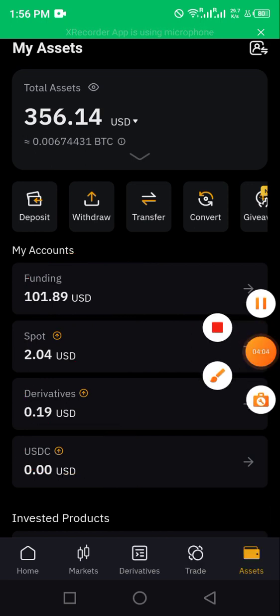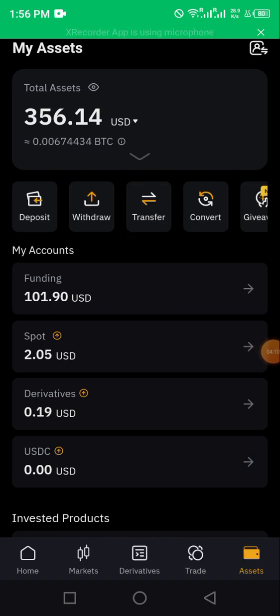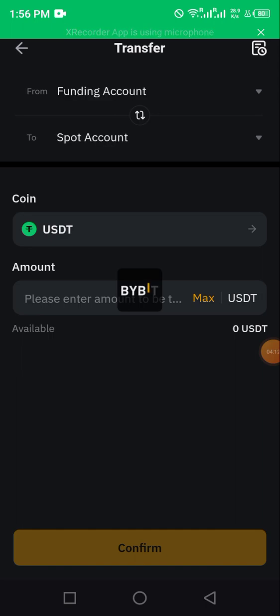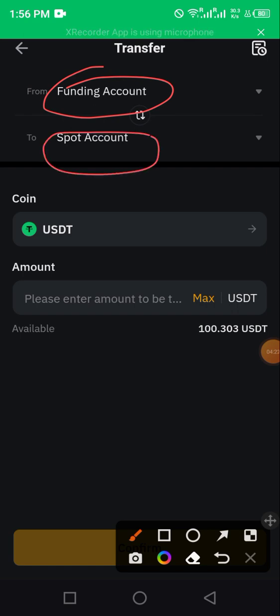So the next thing you need to do is to click on this transfer icon. So we've clicked on it and it's opening up. You already know that your fund is in your funding wallet. So you need to transfer this fund from your funding wallet to your spot wallet. That is, it's going downwards.